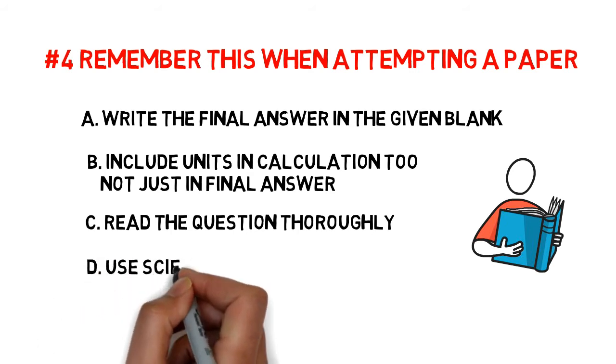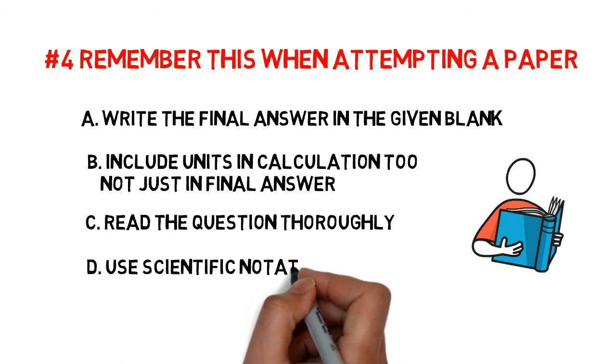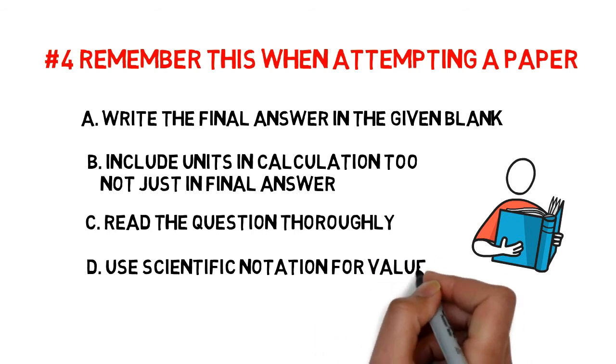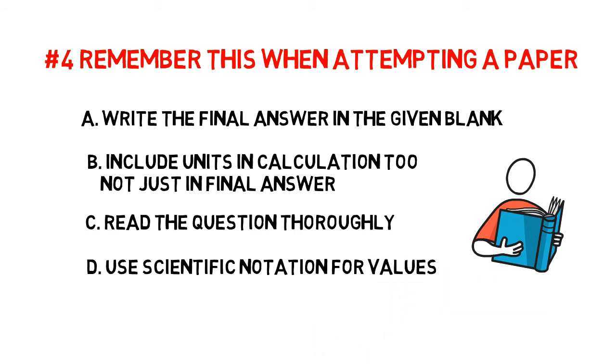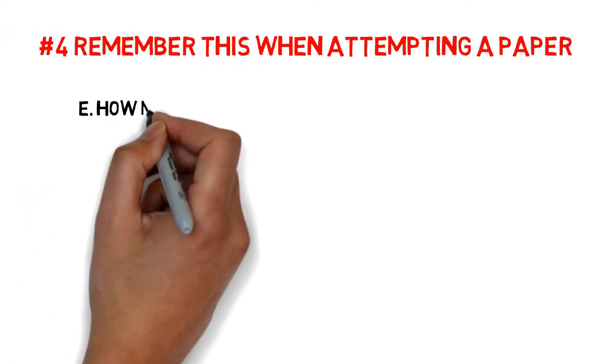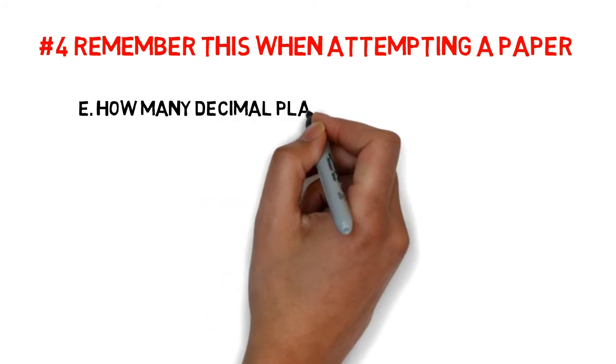Next point is using scientific notation if the value is too large or too small. Using these notations will help you prevent silly mistakes, because the number of zeros can sometimes be confusing and you might miss out a few zeros or add some extra ones. So use scientific notation. And there is this question about how many decimal places I should leave an answer in.